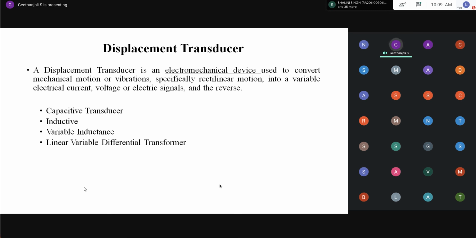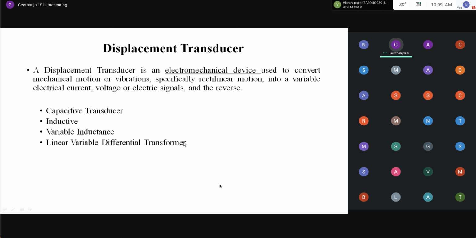Next one is the displacement transducer. A displacement transducer is an electromechanical device used to convert mechanical motion or vibration, specifically rectilinear motion, into a variable electrical current, voltage or electric signals, and the reverse. So there are many types under the displacement transducer. The first one is the capacitive transducer. The second one is inductive. The third one is variable inductance. The fourth one is the linear variable differential transformer, abbreviated as LVDT.